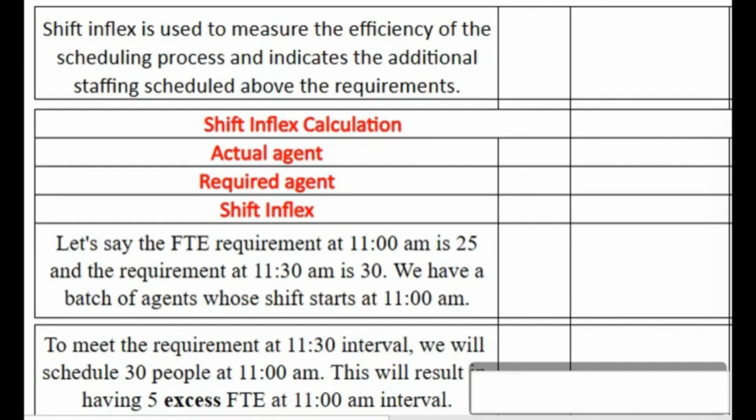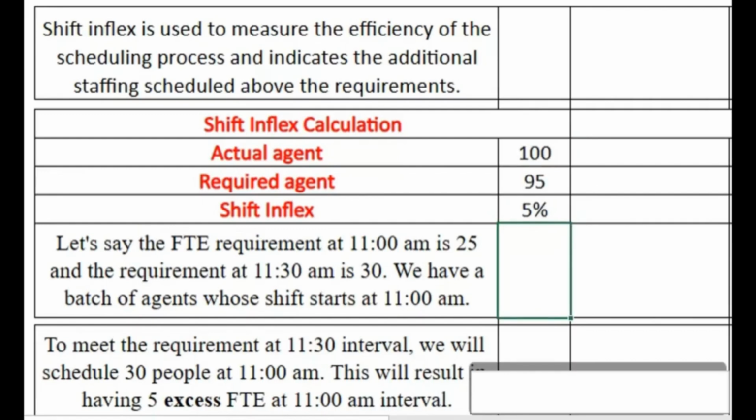Now it's time to see how we can calculate the shift inflex. Suppose the actual agents I have is 100 for a particular interval, and the required agents is only 95. So what would be the shift inflex? The shift inflex is the overlapping of the staffing during the interval. So the formula would be actual minus required, divided by required. So the shift inflex for that interval is 5%. I hope that is clear.